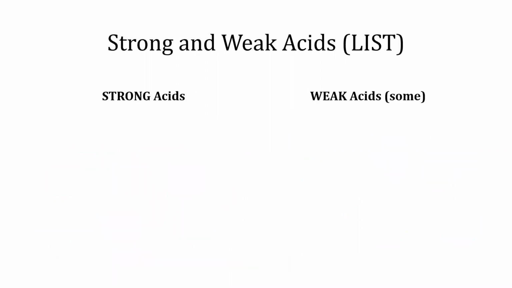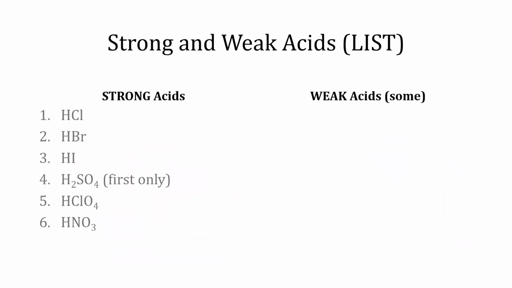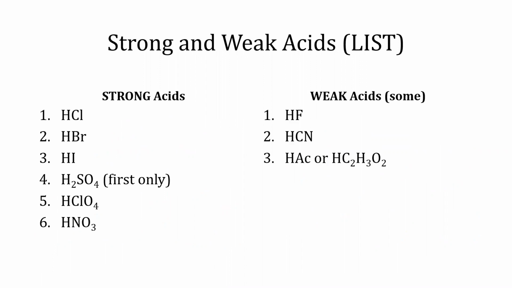Here is the list of some strong acids, including HCl, HBr, HI, H2SO4, HClO4, and HNO3. Some examples of weak acids include HF, HCN, and HAc.